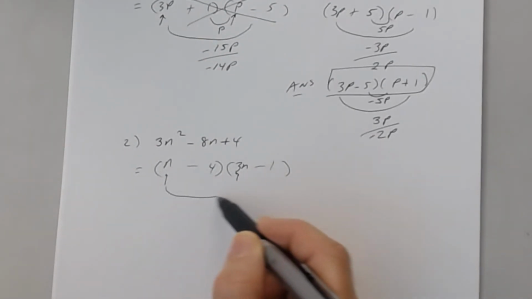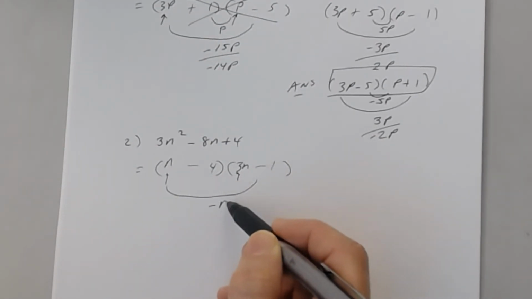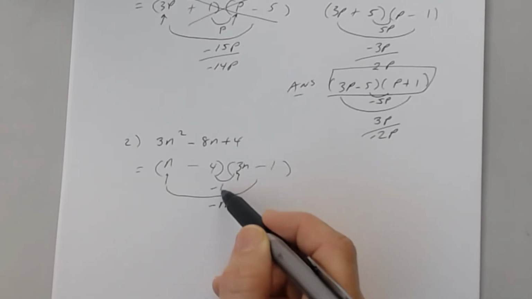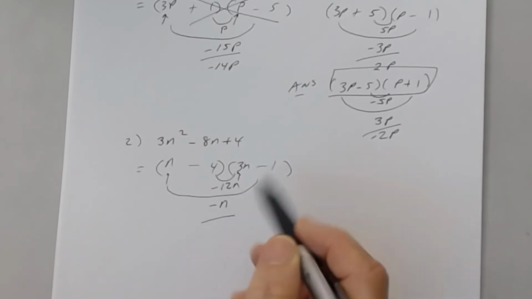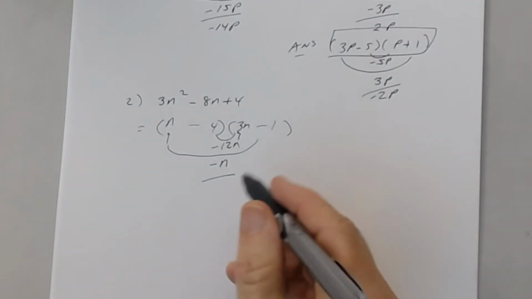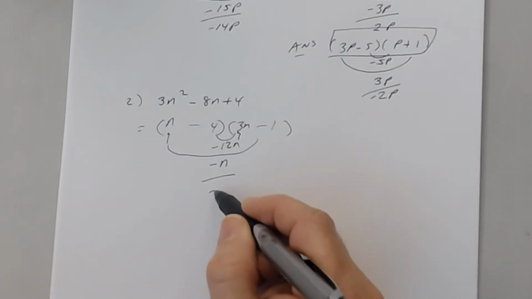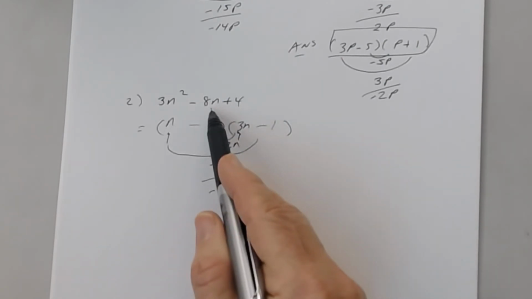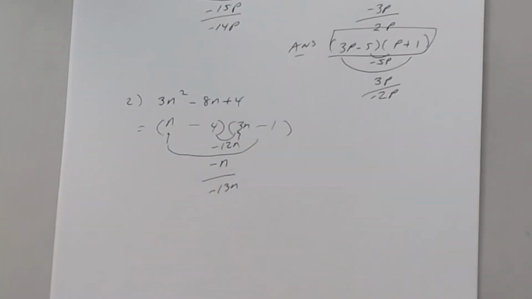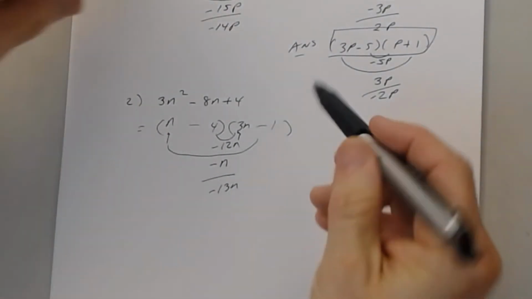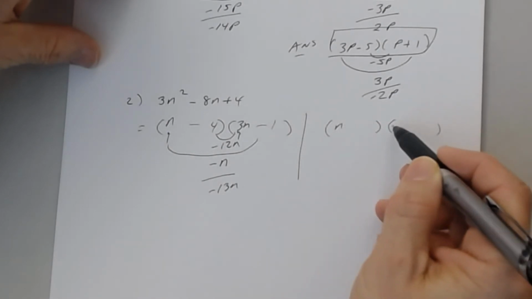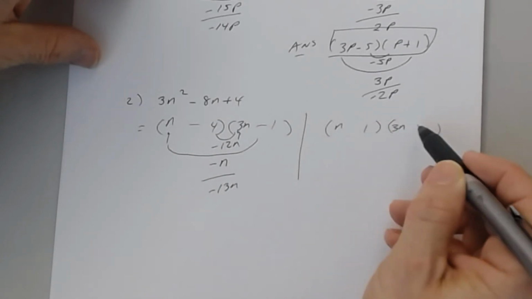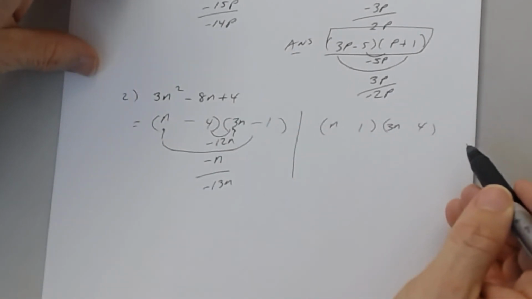What's the outer? Negative n. What's the inner? Negative 12n, right? What do you get when you add them up? Is that what you wanted? No. Is switching the 4 and the 1 going to help? Let's check if switching the 4 and the 1 is going to help.